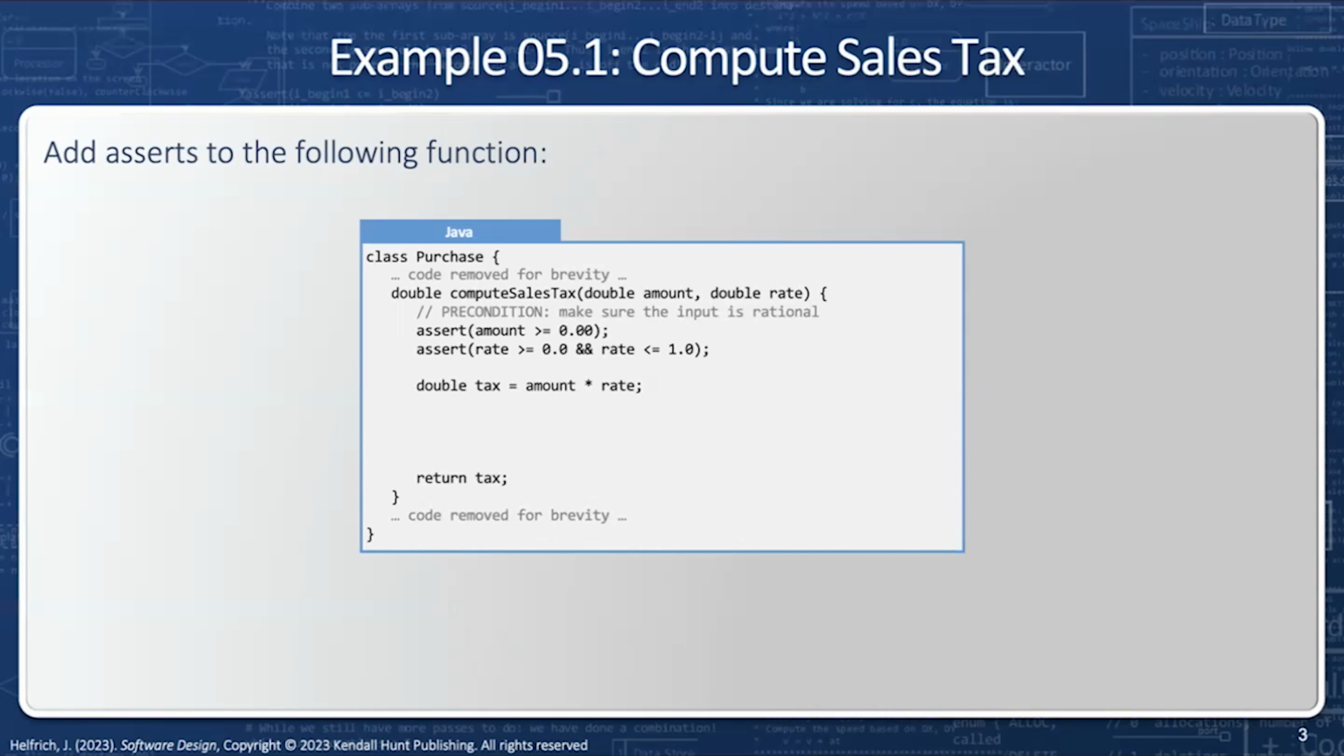Next, I'm going to have some postconditions. I want to make sure my output is correct, and my tax had better be greater than 0. And also, my tax had better be less than the amount. If either of those are incorrect, then there's a problem with my tax computation.